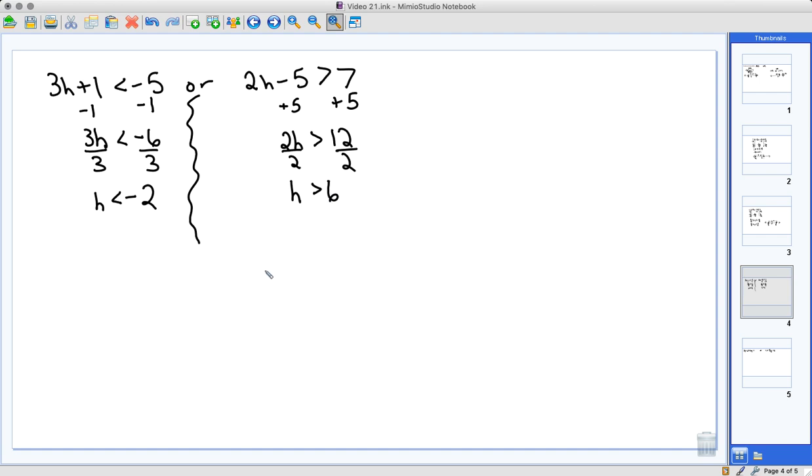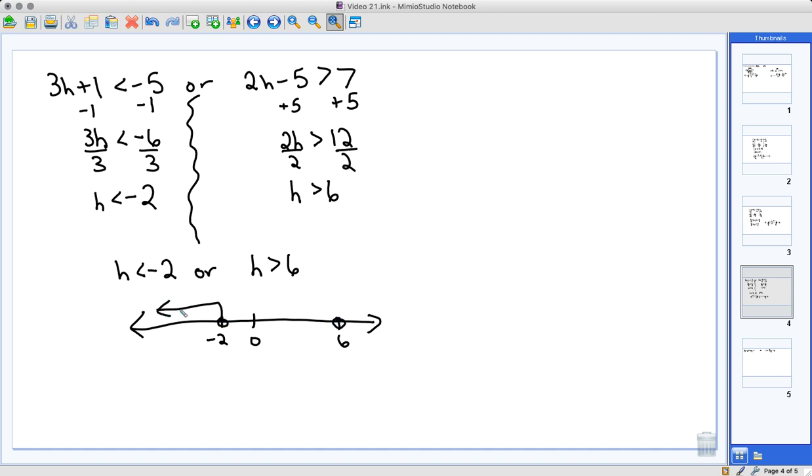Now here's where we're going to bring the two answers back together. My answers are h is less than negative 2 or h is greater than 6. So making my number line: 0, negative 2, 6, open circle on negative 2, open circle on 6. Since it's an "or" problem, they point away from each other.